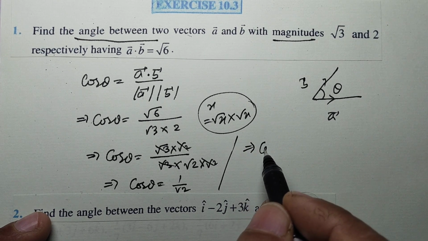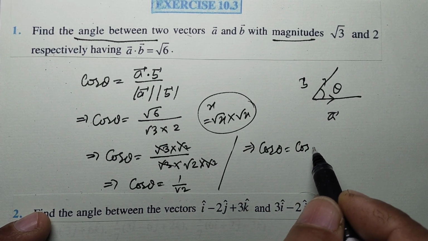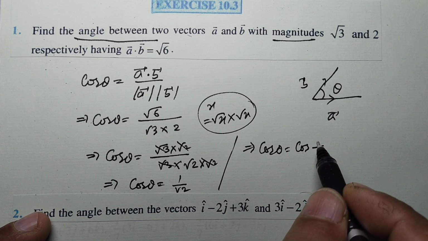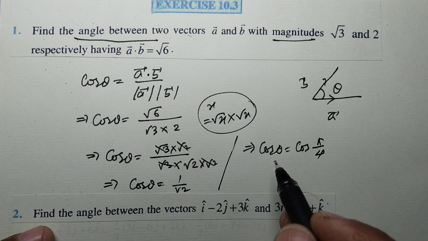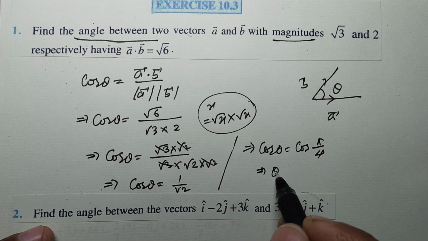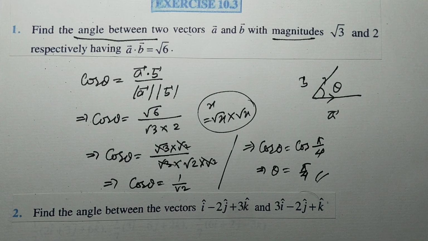So 1 by root 2 is a known standard value, it is cos of pi by 4. Cos 45 degree is 1 by root 2. Now cos is getting cancelled on both sides, and hence the angle is pi by 4. So we got the angle between the two vectors.